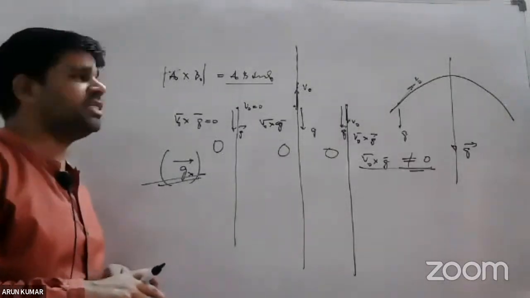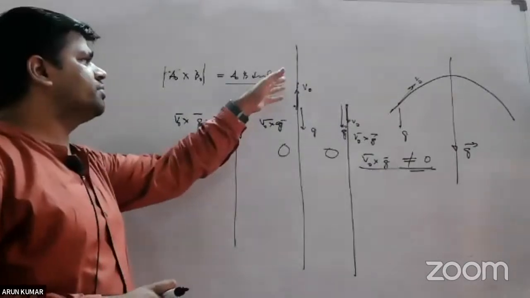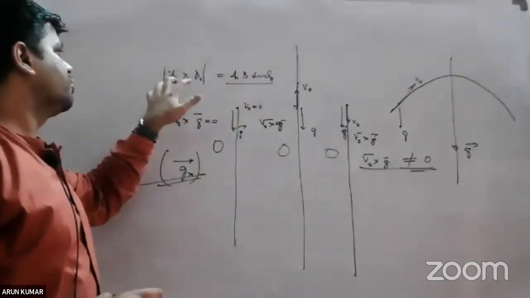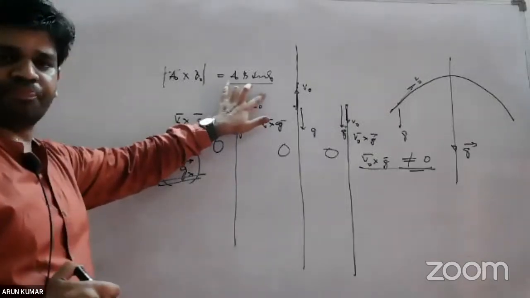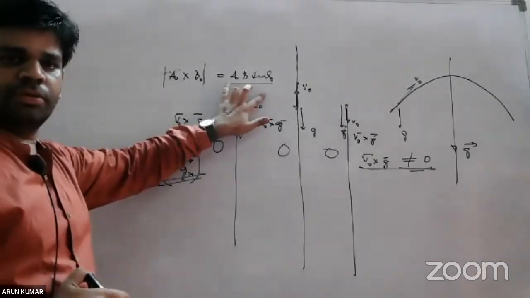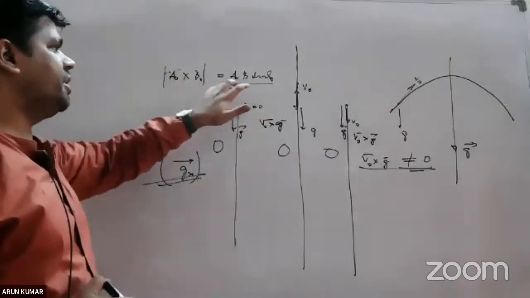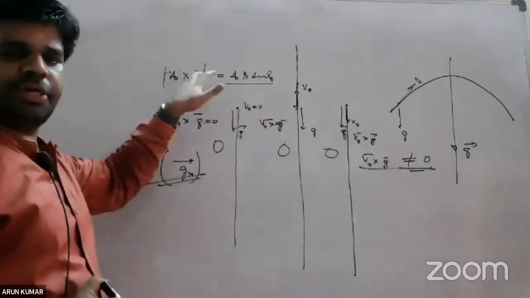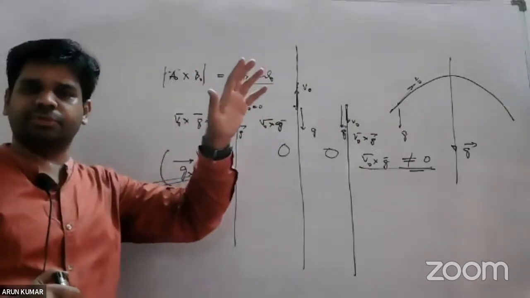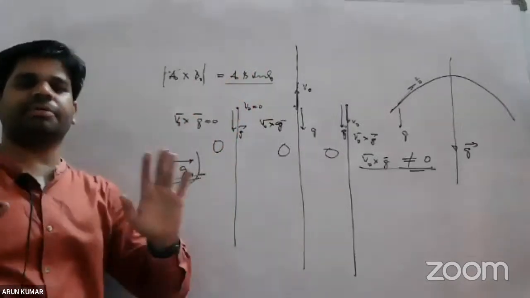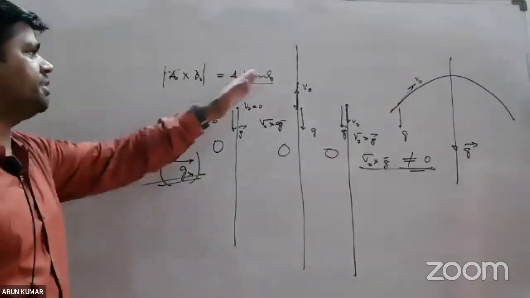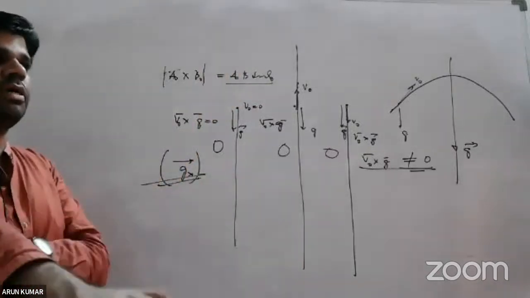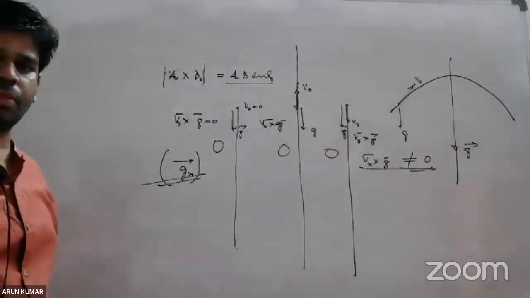Cross product of two vectors is defined as ab sin theta into some unit vector, n cap. So the magnitude of this cross product is ab sin theta. Right? What is the dot product? ab cos theta. Cross product is ab sin theta. Okay, we studied this in vectors. Alright, if you don't remember vectors, just remember right now that the magnitude of the cross product is given by ab sin theta.